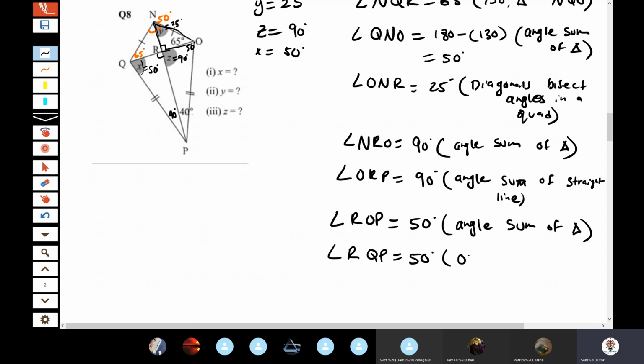Triangle ORP is the same as triangle RQP. For those who understand congruency, you could have used congruency there. So therefore the triangles are equal. Otherwise congruency just means the triangles are equal anyway. So either one is fine.